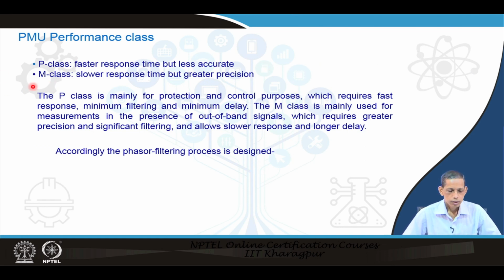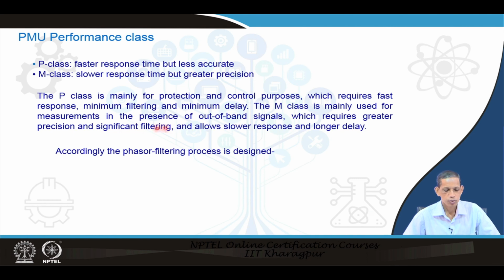PMUs are again divided into two classes: P class for the protection class, and M class for the measurement class. The P class is fast in response time but less accurate, and the M class is slow in response but of very high precision. P class is mainly for protection and control purposes, which require fast response, minimum filtering and minimum delay, so that it can be used for protection purposes.